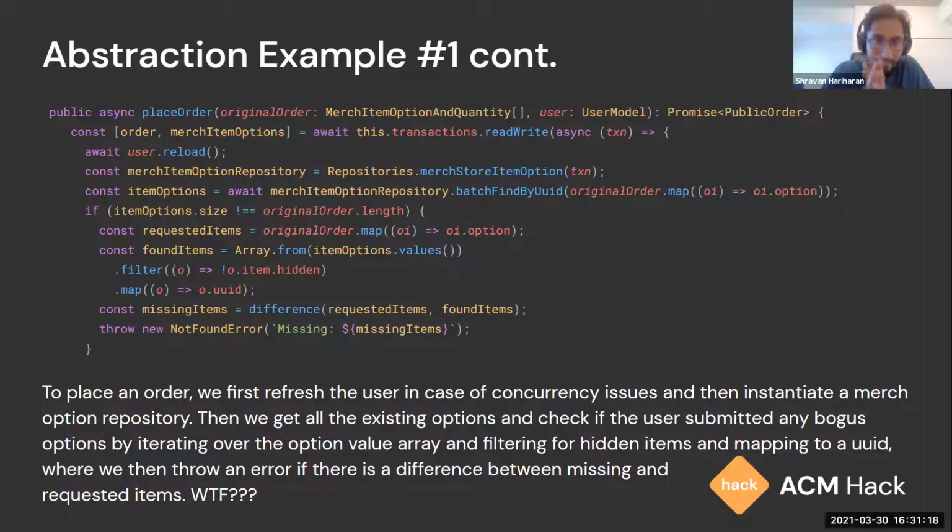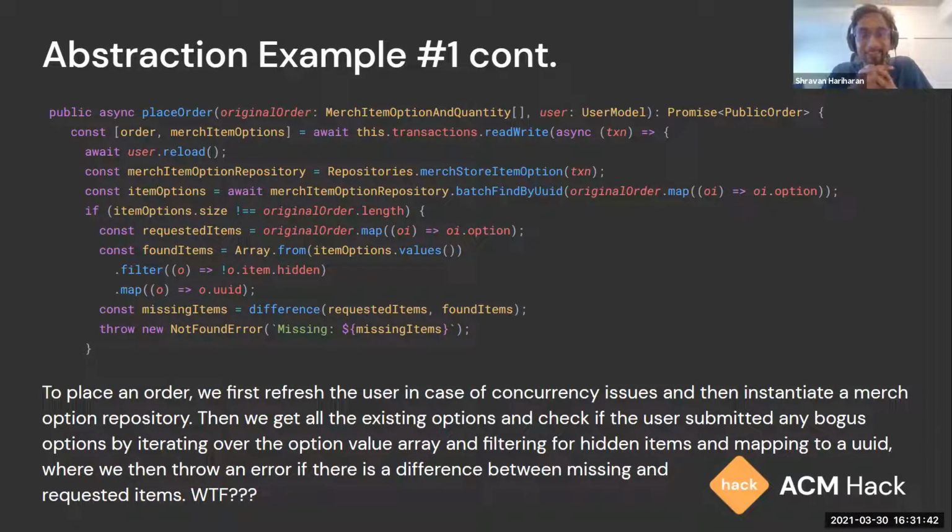Let's take a look at our old function. Let's try to write this in a 2-paragraph. So to place an order, first we refresh the user in case of concurrency issues and then instantiate a merged option repository. Then we get all the existing options and check if the user submitted any bogus options by iterating over the option array and filtering for hidden items and mapping to a UUID, where we throw an error if there's a difference between missing and requested items.